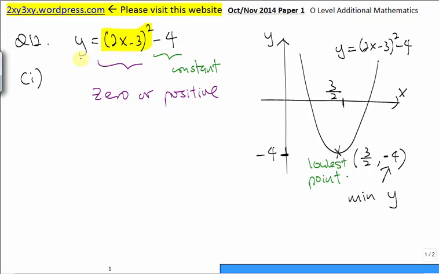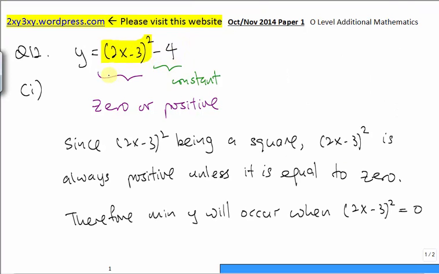Therefore, to have a minimum y value, we set this to be 0, and the minimum y value will occur at -4. This explanation is written down in words here.